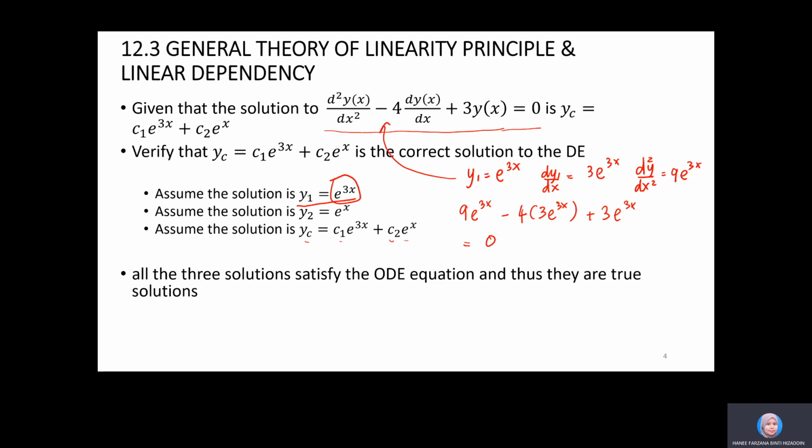Likewise, you can repeat the same step for e to the x, and when you substitute into this ODE, you will also get equal to 0.